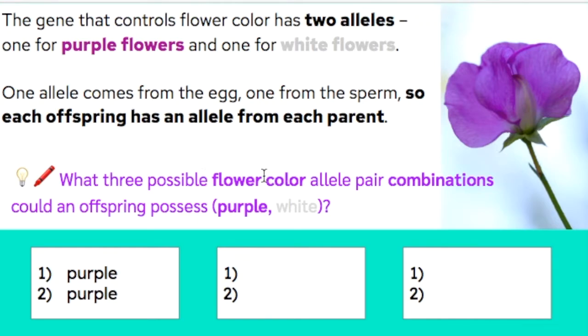So what are the three possible flower color allele pairs? The flowers only come in two colors, purple or white, but what are the possible combinations of the genes that they got from their parents if our choices are purple or white? So we can have purple and purple. We can have, go ahead and fill this in, white and white, meaning two flower parents that have white flowers. Or go ahead and fill in the third one on your own, and we'll talk about it tomorrow. So what is the third possible combination if you know that only purple and white are the choices?